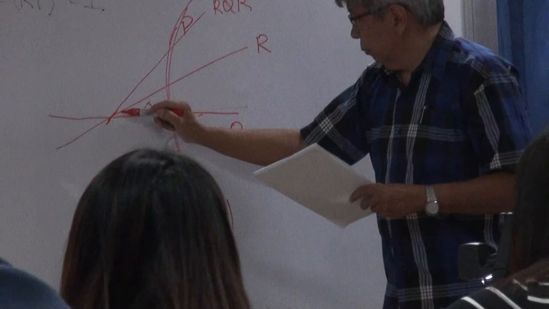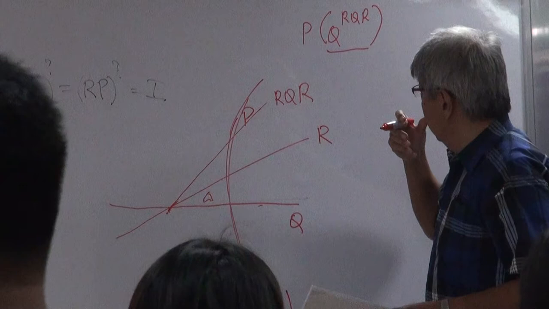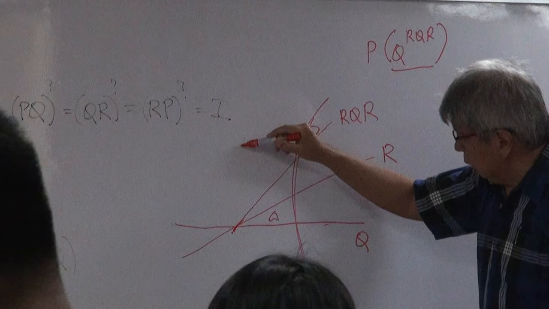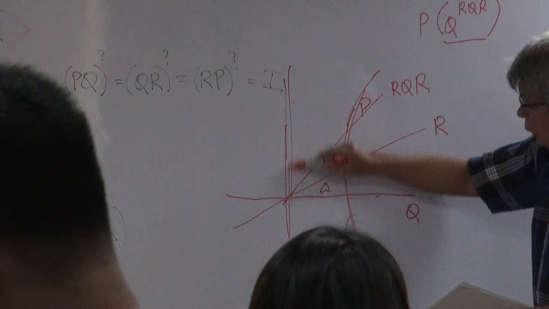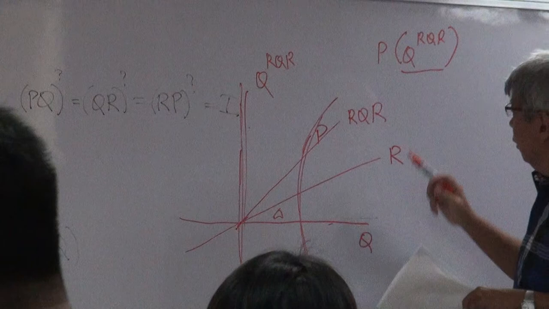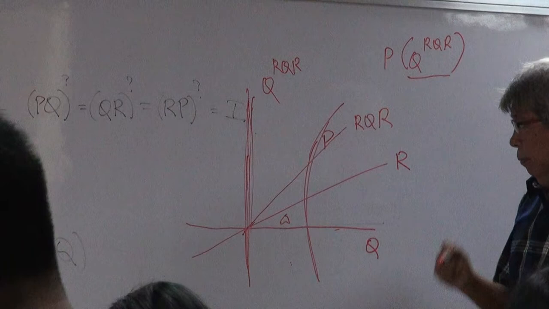So for this one, P times RQR, all that you do is get the image of the axis of Q under R. So you just reflect the axis of Q about this line, and you will get something like this. So you have the product, therefore, of two mirror reflections: the mirror reflection about this axis, and the mirror reflection about the axis of P.